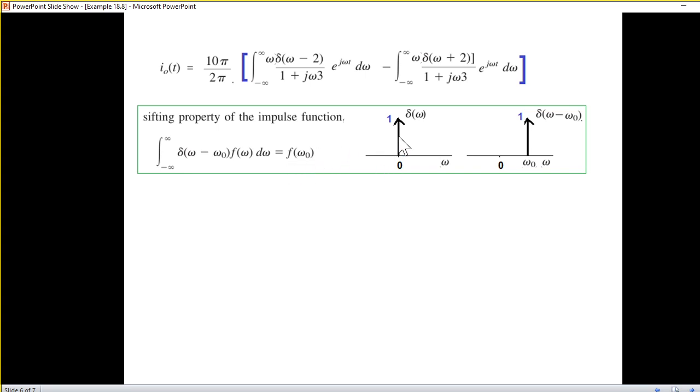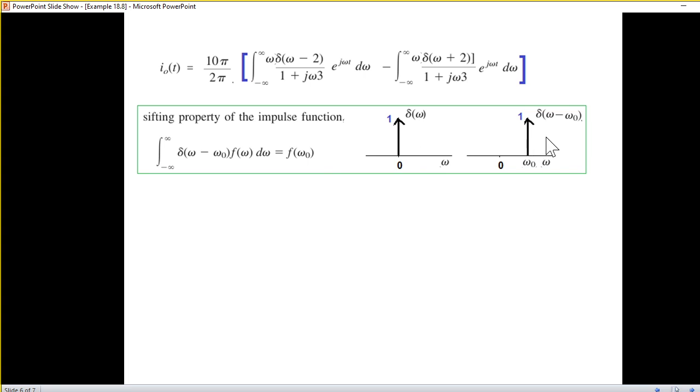Let me explain. We know the Dirac delta function is like this. Its value is 1 only when omega is 0. At all other places, delta(omega) has value 0. So if we multiply by 0, the function will become 0, except for where delta(omega) is 1.